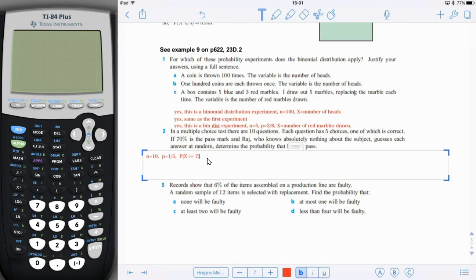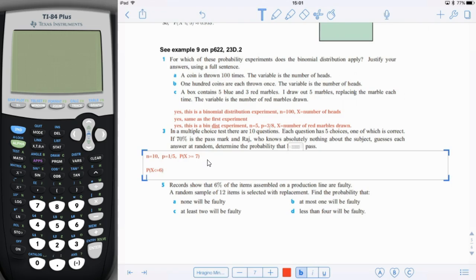Okay, so we can do this with the calculator, but remember, the calculator cannot calculate probability of X is greater than or equal to 7. What the calculator can calculate is the probability that X is less than or equal to 6, which is kind of the complement of X is greater than or equal to 7. It's the exact opposite. If you subtract it from 1, then that is what you get. So let's do that. We're going to use 3 numbers in the calculator.